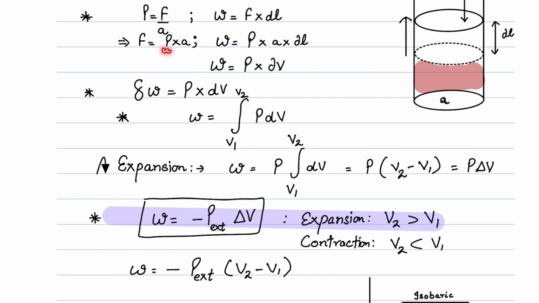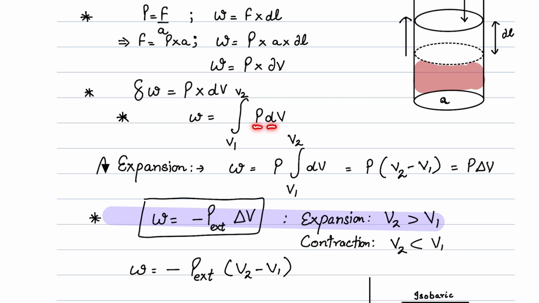So, force will be equal to pressure into area. Let us replace the value of force here. So, work done will be equal to pressure multiplied by area multiplied by distance, that is dl. We know that area multiplied by distance is nothing but volume. So, we can say that work done is equal to pressure multiplied by dV, that is change in volume. So, integrating both these things, integration of work done will be equal to W. We are integrating PdV from volume V1 to V2.